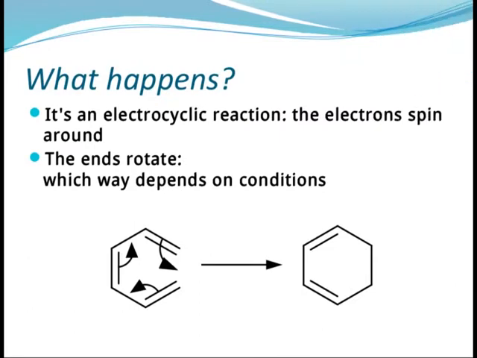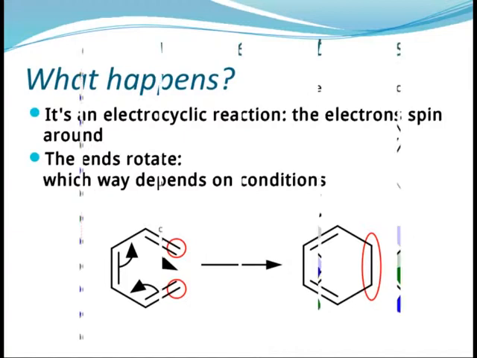So what does an 80s flashback have to do with the reaction? Well, the electrons spin around, and the ends will rotate. The ends I'm talking about are these ones in the circle, and then a bond forms between those two carbons.